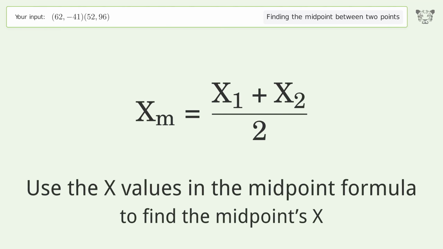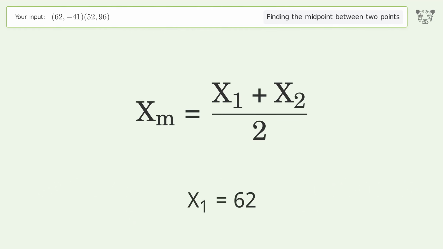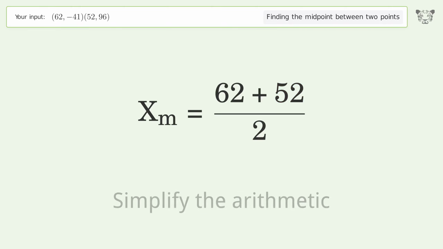Use the x values in the midpoint formula to find the midpoint's x. x1 equals 62. x2 equals 52. Simplify the arithmetic.